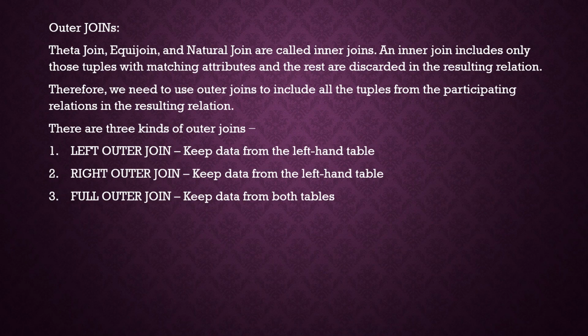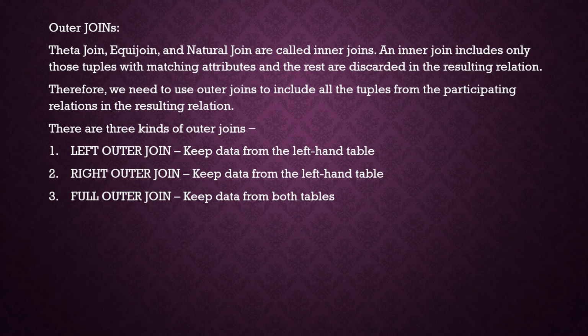Next one is outer join. So far we know that theta join, equijoin and natural join are called inner joins. Theta join was already explained. Equijoin is almost similar to natural join; some small point is there that we'll see in the next session. And natural join is actually very easy compared to other joins.